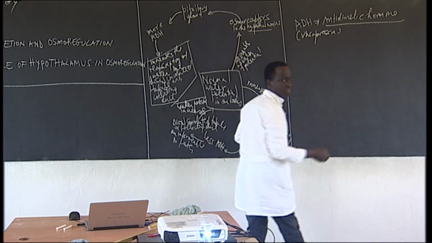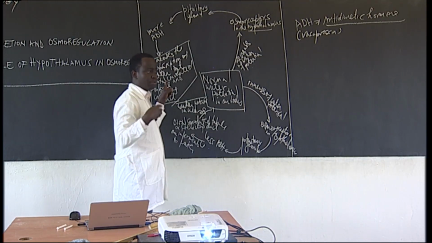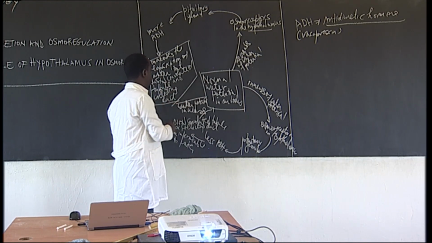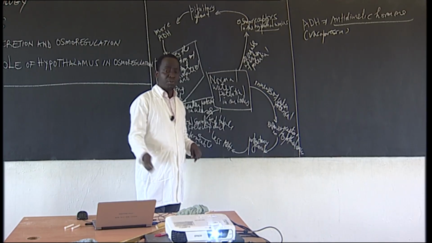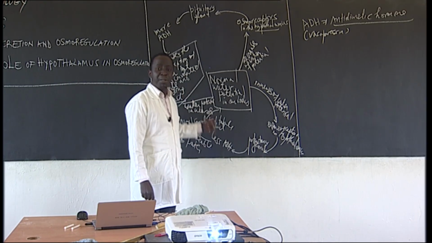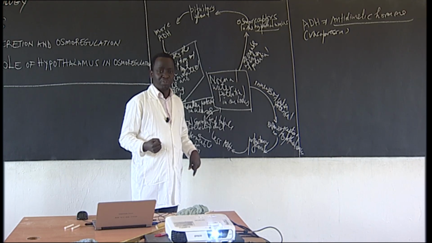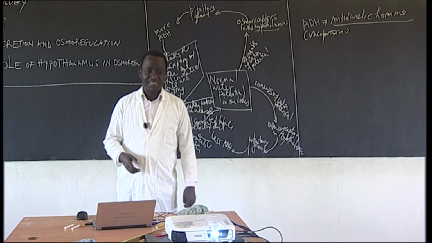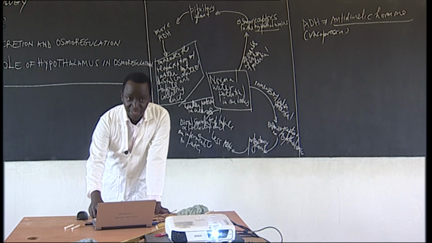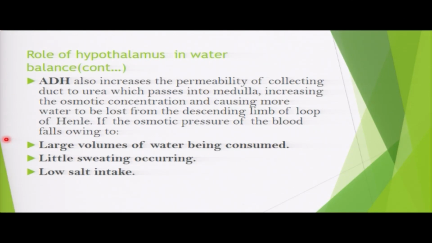What effect does ADH have? It acts on the distal convoluted tubule and collecting duct, making them permeable or not permeable. If ADH is more, those ducts are going to be more permeable, which means more water is going to be reabsorbed. Are you together? Nice. So if you understand this, we can go for the actual.